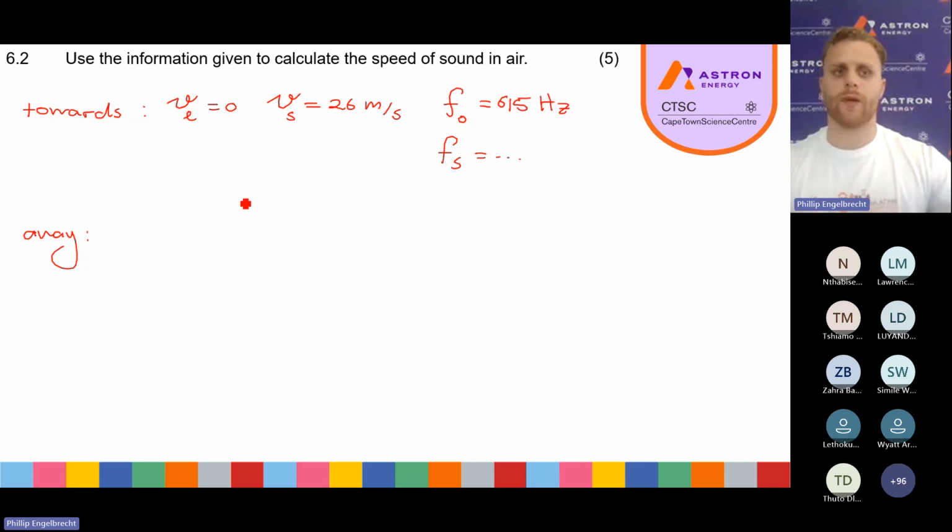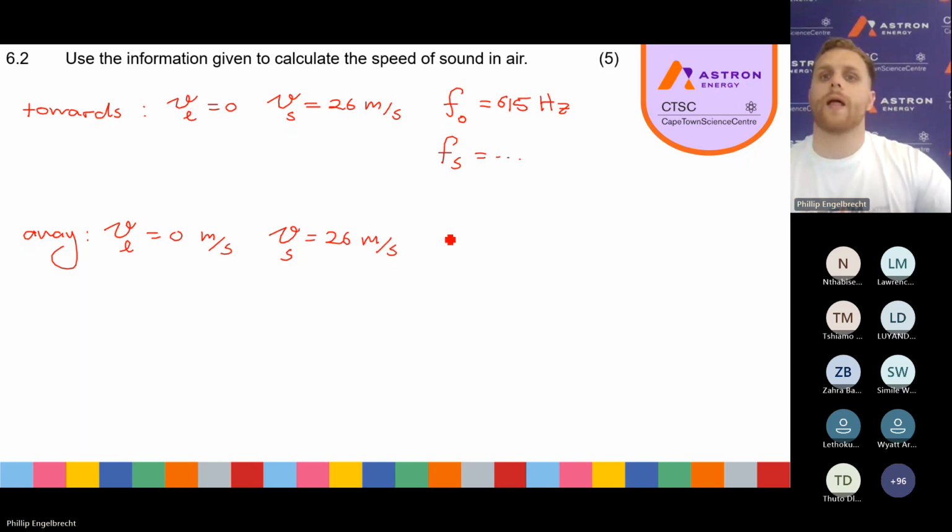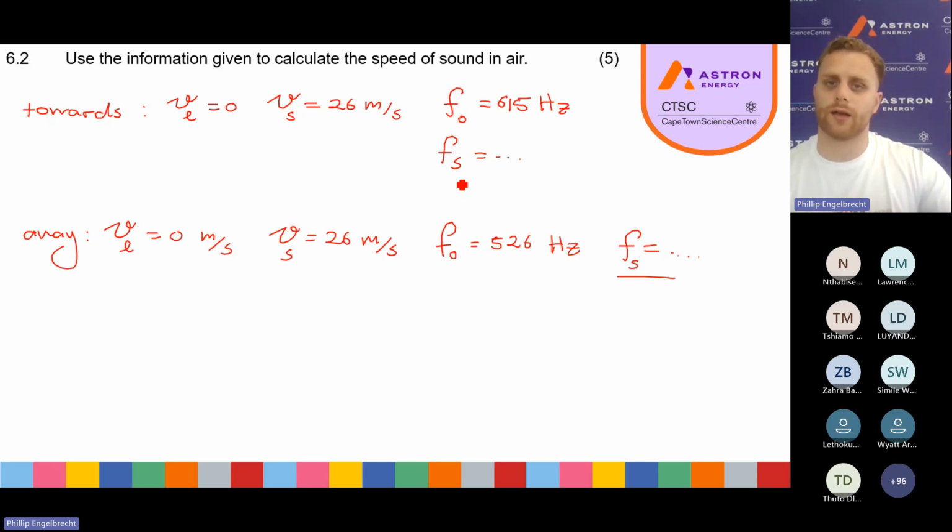Okay. Remember, now the car moves away. So the velocity of our listener is also still 0 meters per second. The velocity of our source is still the same. Nothing has changed there. The recorded frequency or my observed frequency, however, becomes 526 hertz. And what do I still know now? I still do not know the frequency of my source. I still do not know that.